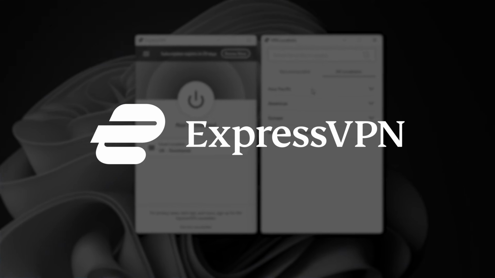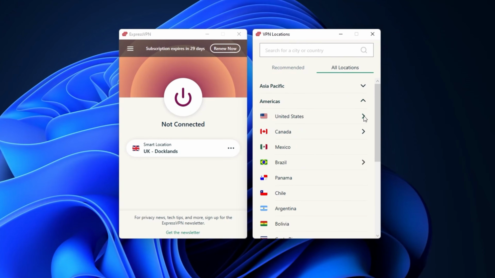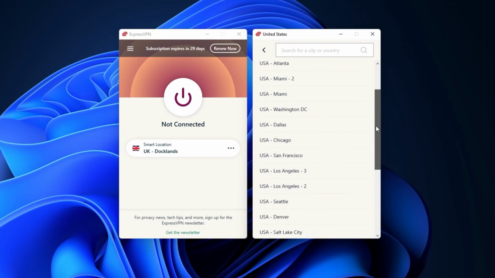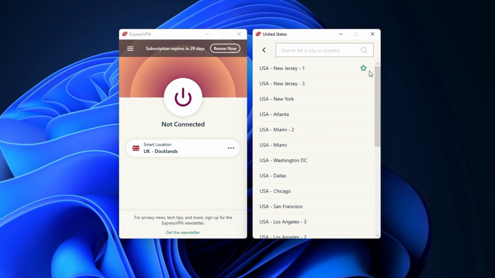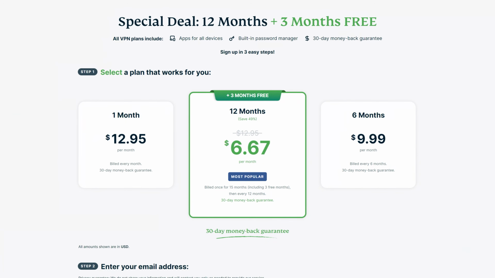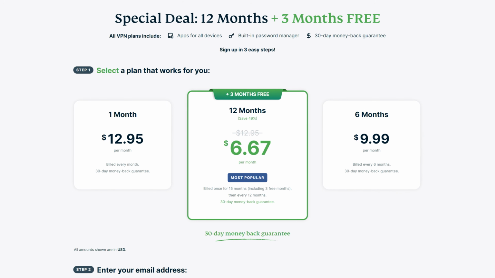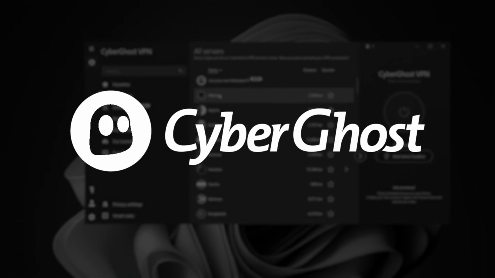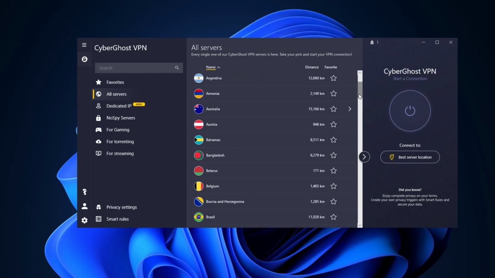Now, ExpressVPN does unfortunately hide their server count for some reason, but I do know that they have servers in around 94 countries at the moment. They also use RAM-only servers, which I love, but keep in mind they are one of the priciest VPN providers on the market. Lastly, CyberGhost. They come in with a whopping 9,700 servers in 91 countries, so there are definitely some great options here to choose from.